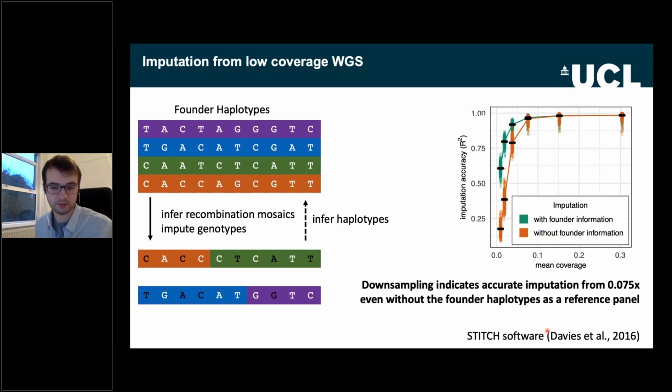And here we're using Stitch software for imputation, and that is able to work in an iterative way where it infers recombination mosaics and then re-estimates the haplotypes that contribute to the population and so on. And so the orange is showing the accuracy from imputation using that method. So as you can see, even without founder genotypes, in orange, imputation is at relatively high accuracy. So it could be an interesting genotyping strategy, even in populations without this particular structure or without an appropriate reference panel.